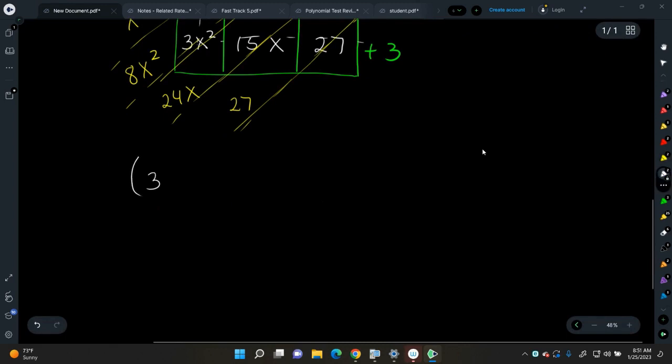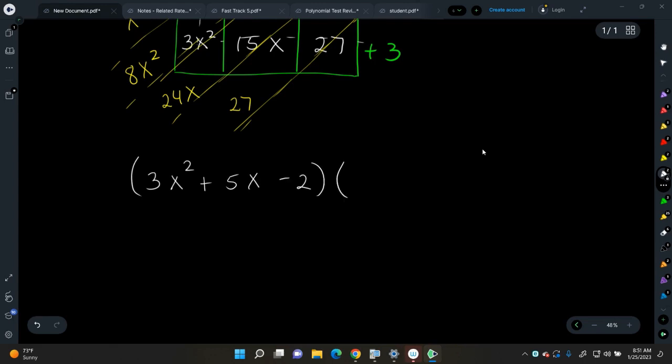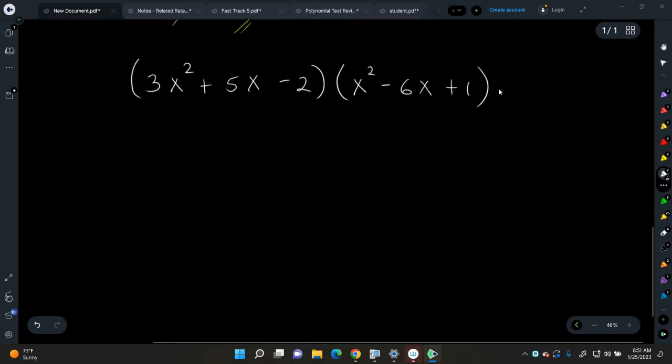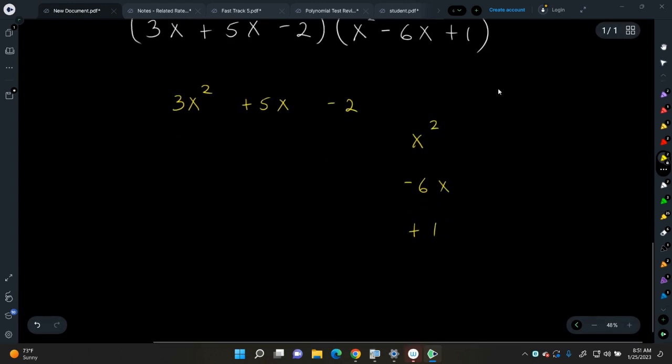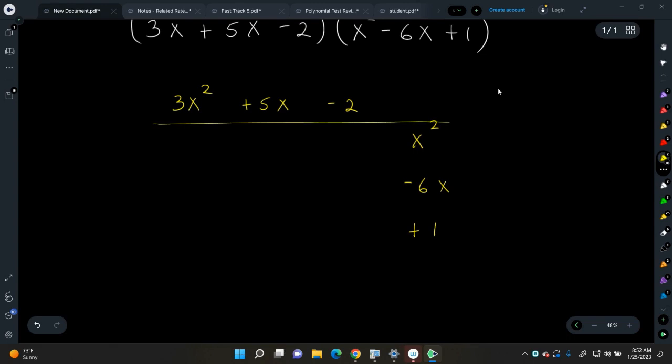Let's do 3x squared plus 5x minus 2 times x squared minus 6x plus 1. Okay, so let's set up our table. I'm going to put 3x squared plus 5x minus 2 along the top. And along the side, I'm going to put x squared minus 6x plus 1. Okay, and I'll just draw my little table there.